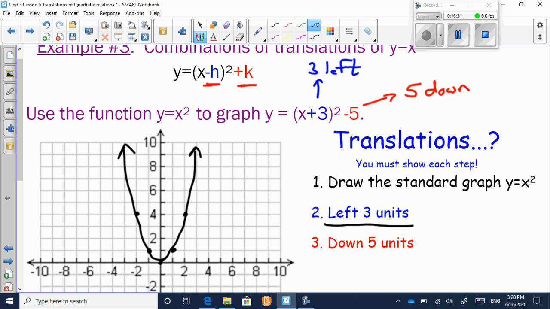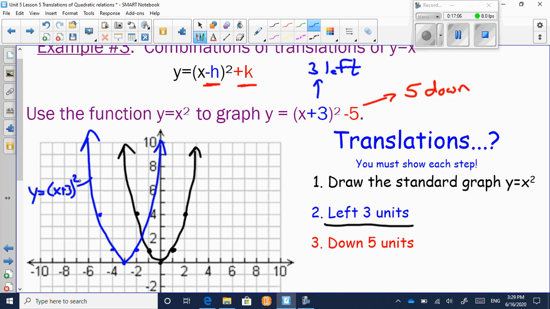Now, let's incorporate the 3 units left. So I'm going to draw that. Look at this. I move my vertex 3 to the left. 1, 2, 3. There's my vertex. And then look, the 2 points on either side are 1, 1. I just move over 1, up 1. And then I move over 2, up 4. So there it is. That's what it would look like as y is equal to x plus 3 squared.